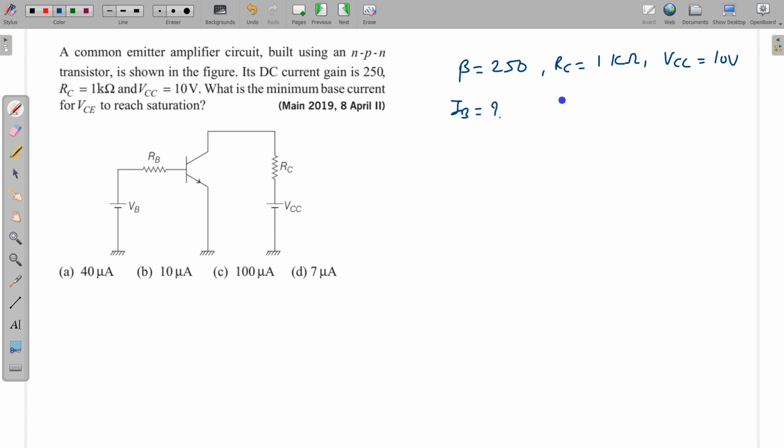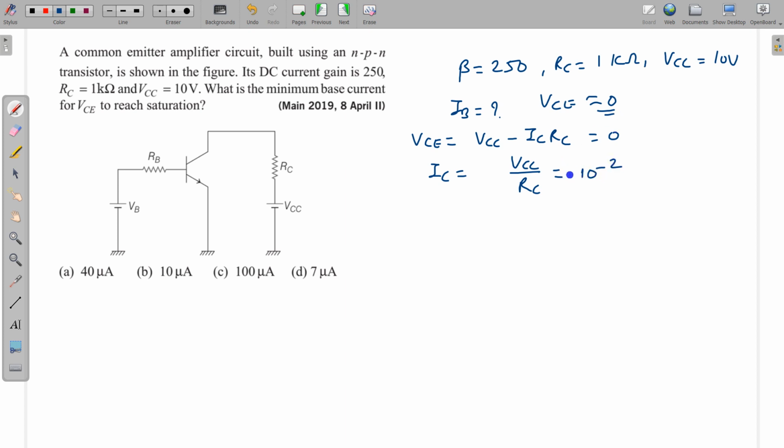IB we want to know for VCE to reach saturation. In saturation the output voltage, this VCE, is very low, so for saturation we assume it is almost equal to 0. This VCE is basically equal to VCC minus IC into RC. RC is given, VCC is given, so we can find the value of IC. So IC is equal to VCC divided by RC, and on putting the values you get 10 to the power minus 2 ampere.